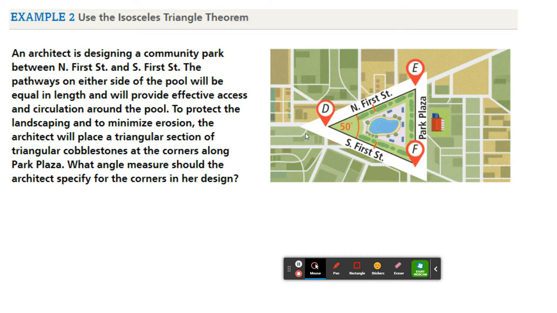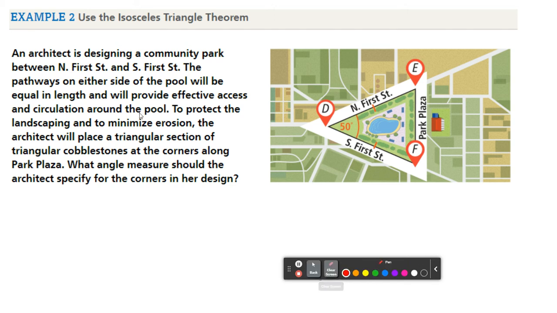All right, so let's do 2 more problems here. Okay, so example 2 says use the isosceles triangle theorem. It says an architect is designing a community park between North 1st Street and South 1st Street. The pathways on either side of the pool will be equal in length and will provide effective access and circulation around the pool. To protect the landscape and minimize erosion, the architect will place a triangular section of cobblestone at the corners along the park plaza. What angle measure should the architect specify for the corners of her design?